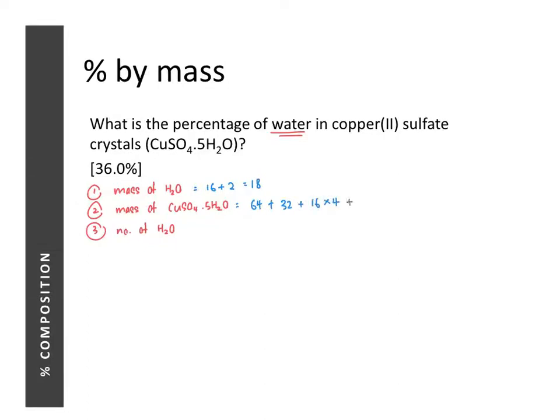Okay, and then plus 5 times 18. Alright, so the dot over here simply means that we add the mass of the entire water of crystallization to the whole crystal. Okay, and then that will give us a value of 250.